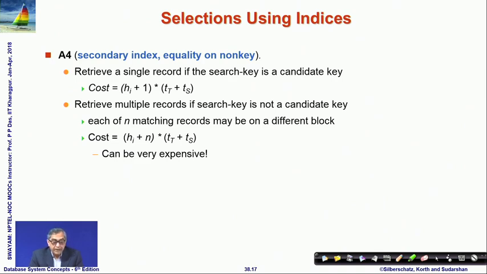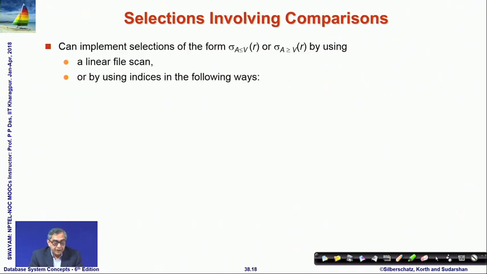But if it is not a candidate key, then there could be multiple records that will have to be finally retrieved. So, if there are n records, then first you will need h_i to locate the first record, h_i times the transfer plus seek cost, and if there are n records, then you will need it for every one of them, because they are on a secondary index and non-key. So, you will have to retrieve them one by one, and every time you will need a seek and transfer time, and this could be quite expensive if n turns out to be large, which will often be the case.